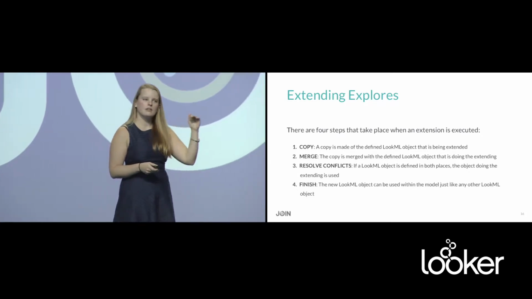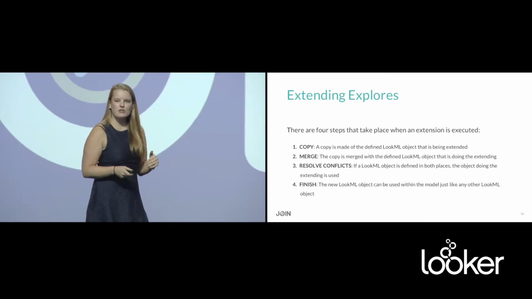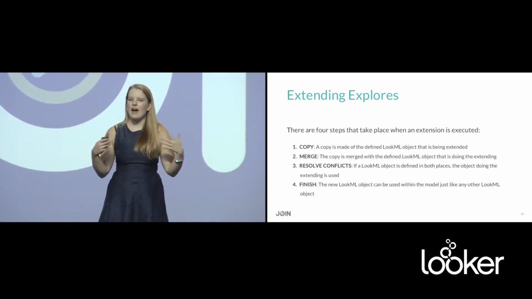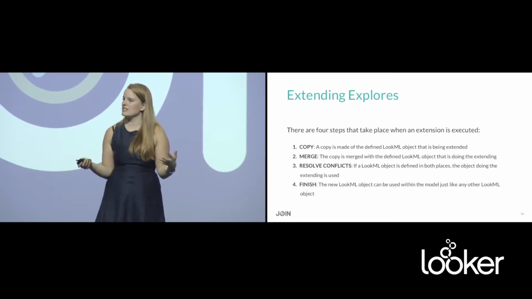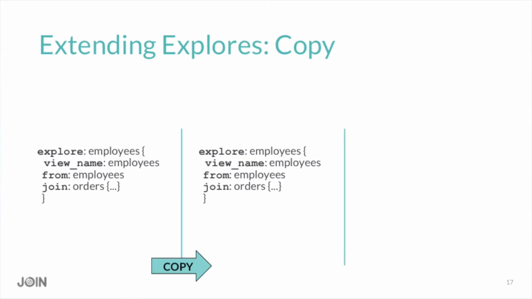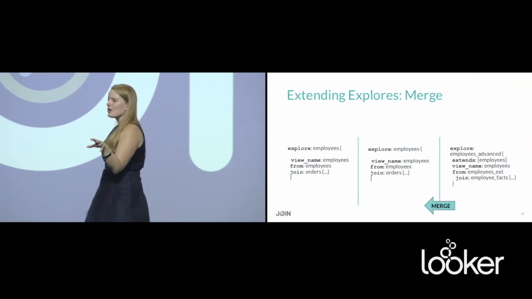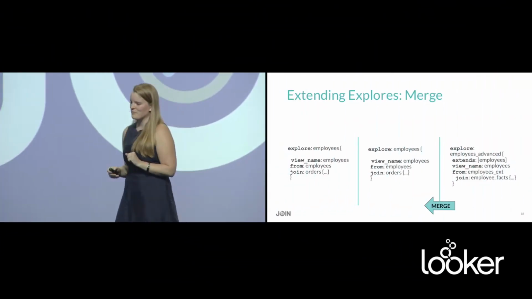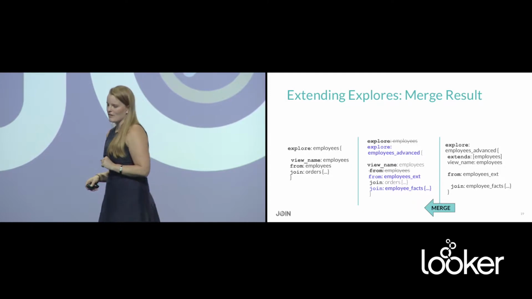The copy, the merge, the resolution of any conflicts, and then finally the finish, which is just your object getting interpreted like any other LookML object. So the copy step, just like before, we take that original Explore and we make a copy of it. We then merge that new code, that extended code, into that copy that we've made. And after we merge that code in, we resolve any conflicts that have come up.